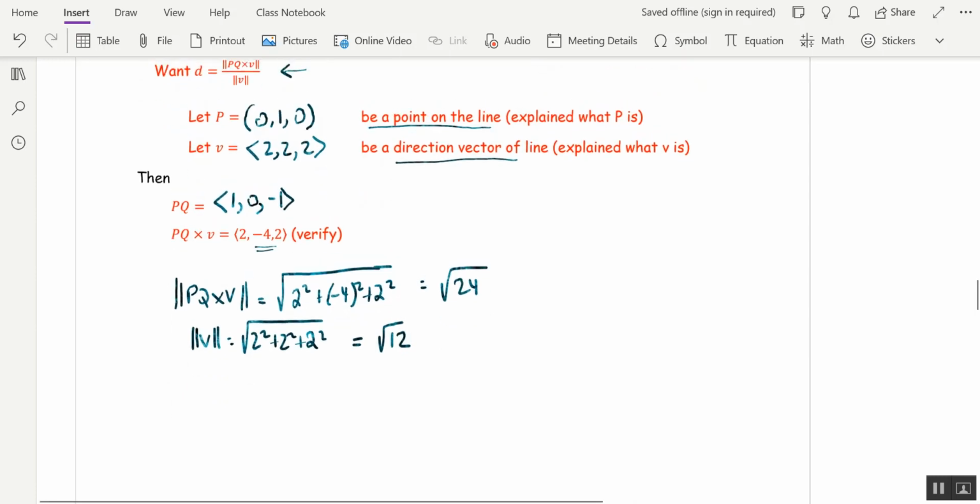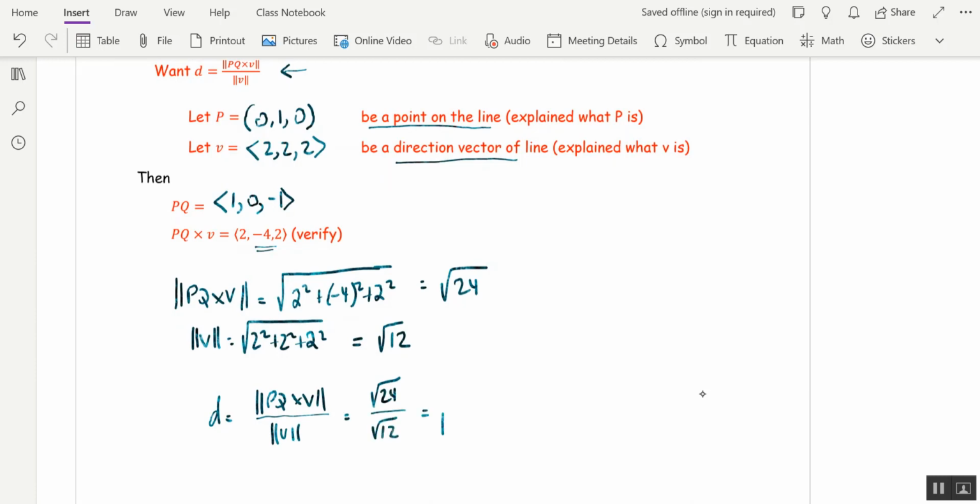And finally, our distance, which is the length of PQ cross V divided by the length of V, is the square root of 24 over the square root of 12, which is the square root of 24 over 12, which is root 2. Okay, and that is the end of this section.